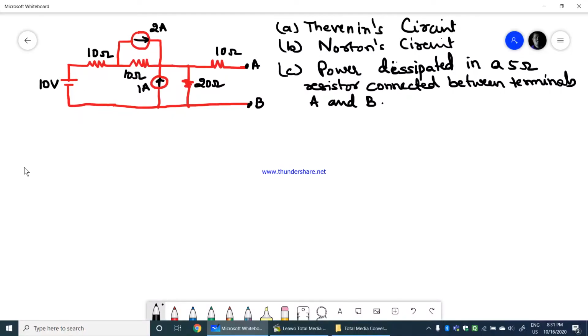Hello students. Let us solve some problems related to Thevenin's theorem and Norton's theorem. So this is the problem which is given, which you can see on the screen, where you need to find out the Thevenin's equivalent circuit, the Norton's equivalent circuit, and then the power dissipated in the 5 ohm resistance connected between terminals A and B. Now think, if there is a 5 ohm resistance connected across A and B, you need to find out what is the power dissipated or received by this 5 ohm resistance. Okay. Now first step, we'll see how to get Thevenin's equivalent circuit.